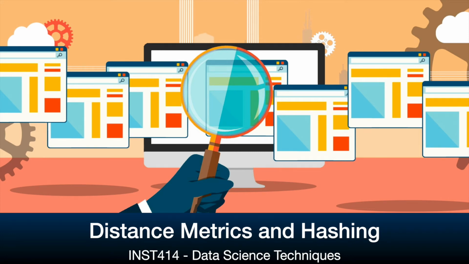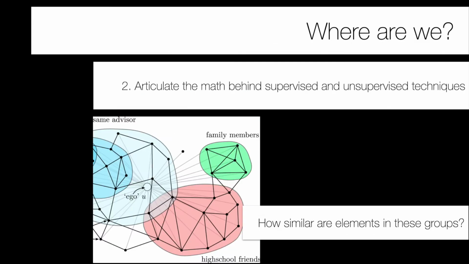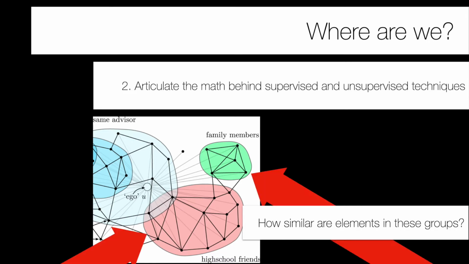In this lecture, we'll be talking about distance metrics and hashing. When we look at the larger class, across the 6 learning objectives, we can say in this set of lectures, we're going to focus on articulating math behind supervised and unsupervised techniques, particularly around unsupervised techniques. One of our future lectures is going to focus on clustering. In order to do clustering, we need to have some idea about the distance between elements in a particular cluster.